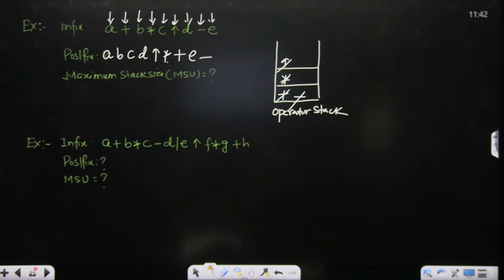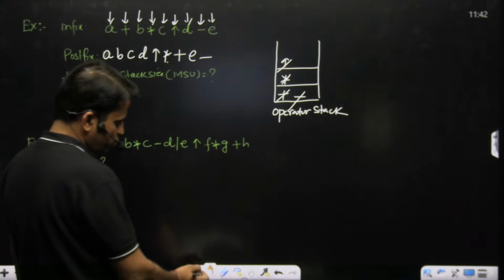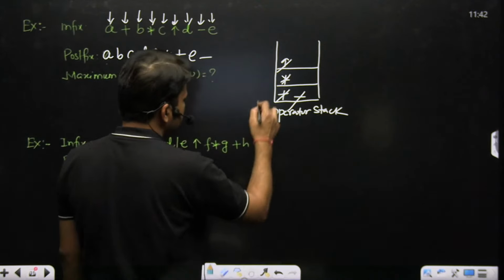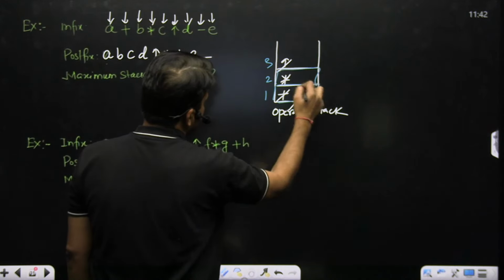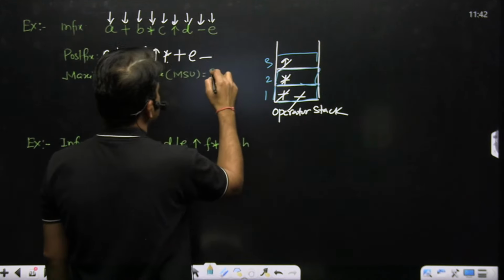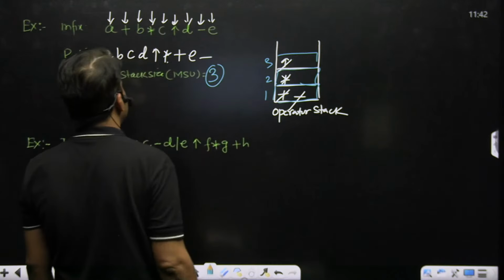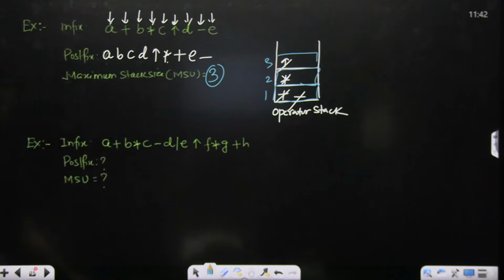Okay. Now the next question, maximum stack size use. MSU, maximum stack size use, what, sir? 1, 2 and 3. How much maximum stack was used, sir? 1, 2 and 3. So the maximum stack size used is 3. So this is the answer. MSU is 3. What about this one, student? What is the postfix form of this second question?